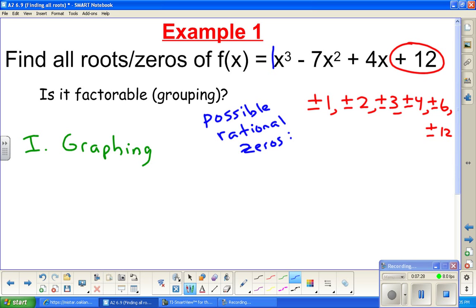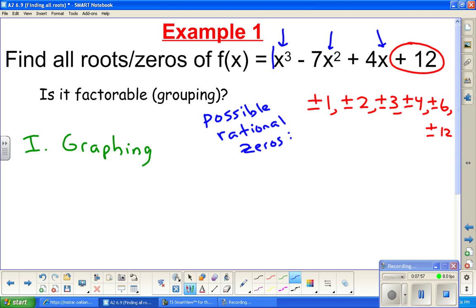So there's your list. And again, in the old days, before calculators, what people would have to do is check, like, let's try 1. If I plugged positive 1 in for all of these x's, does it get me a 0? Maybe it does, maybe not. Let's try negative 1. Does it get me a 0? Maybe not. So that's what this little process was for. But let's just graph the thing, though. We have the technology available.